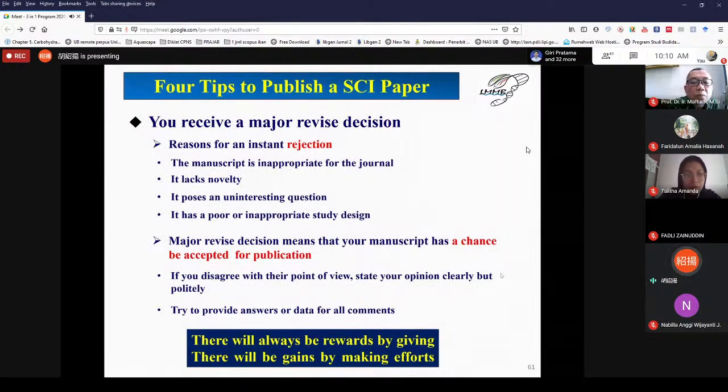Sometimes, when you read the reviewer's comments, you will find the reviewer did not understand your point, or you didn't agree with their opinions. If you disagree with the reviewer's point, you just state your opinions clearly.